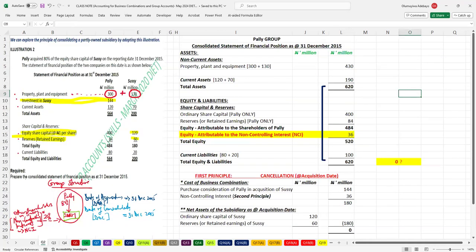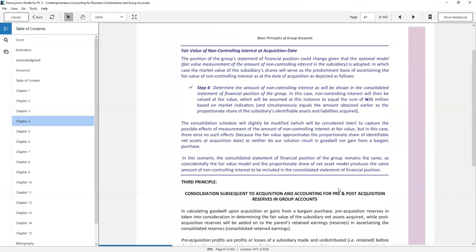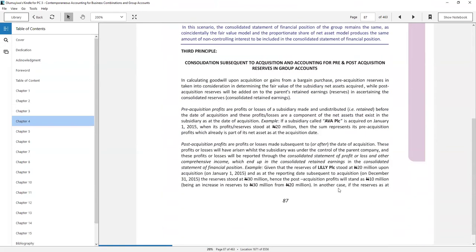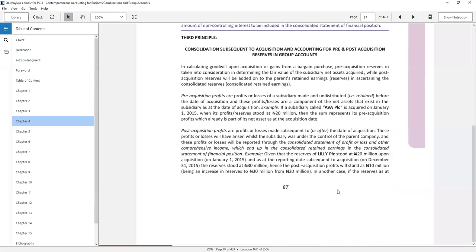Okay, who will volunteer to more or less go through the last principle, which is the third principle that we'll be considering today? I want somebody to volunteer. Okay, Z, I hope your background is okay. You can continue.